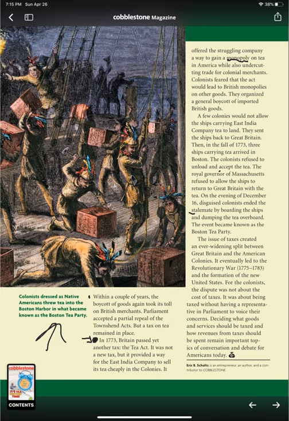The issue of taxes created an ever-widening split between Great Britain and the American colonies, and this eventually leads to the Revolutionary War and the formation of the new United States. We're on the eve of the war, but I do want to talk about the Tea Party today and the Quartering Act.